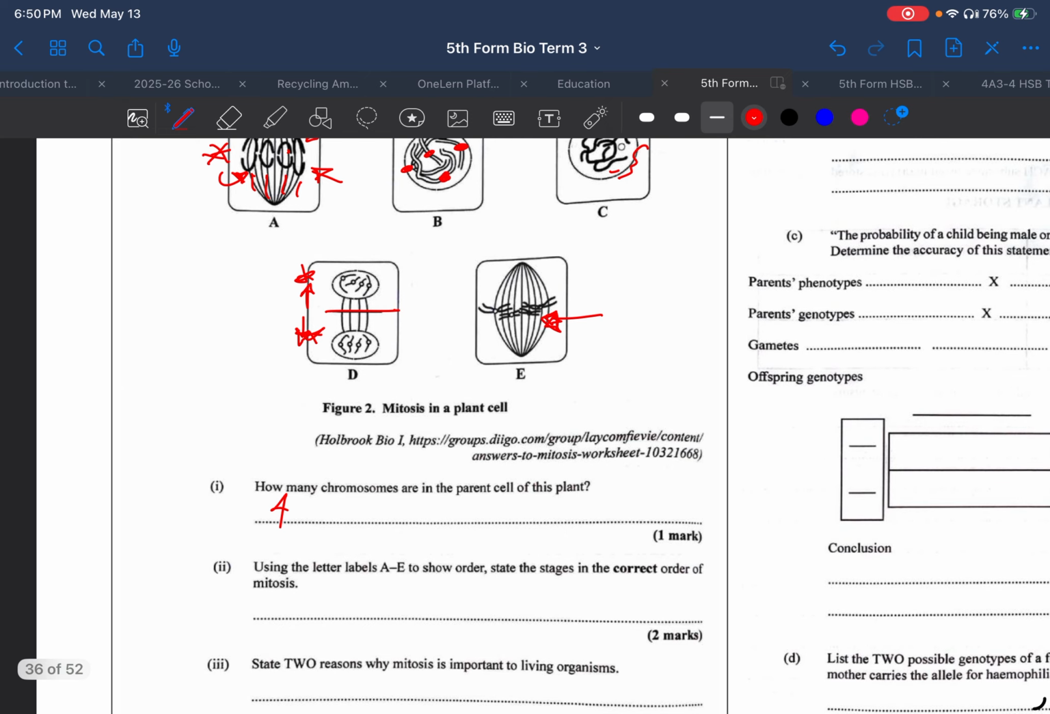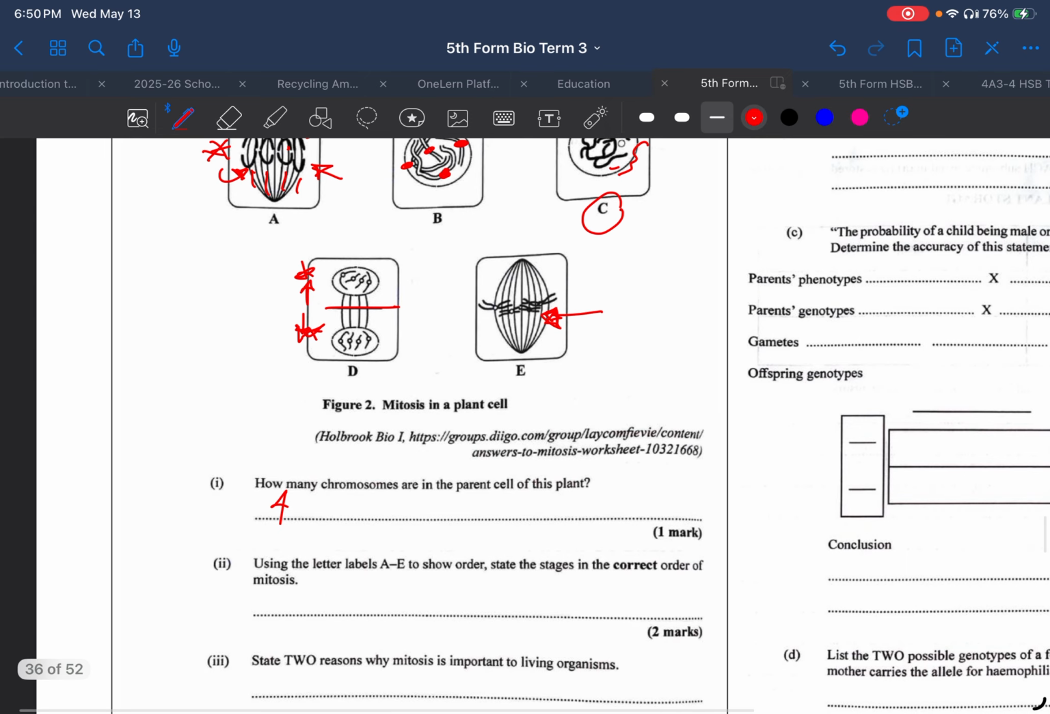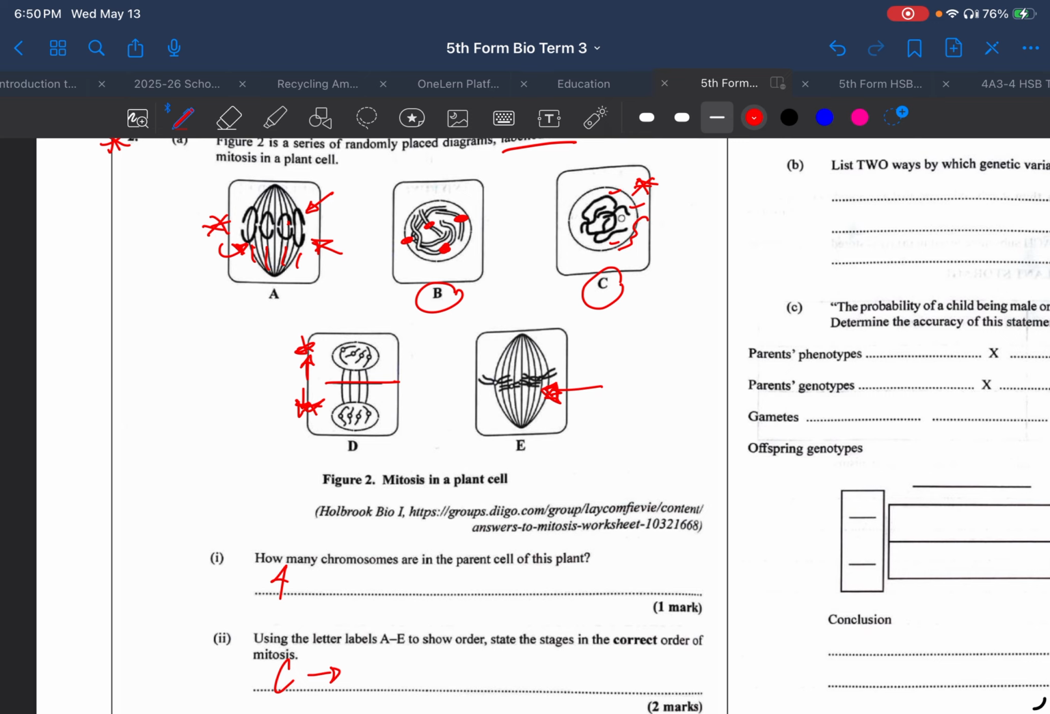Then, using the letter labels A to E, show the order. First of all, we're going to have the single strands. Remember we spoke about them being single before they duplicate, at B. And then they line up along the equator at E. And then they're going to be pulled apart by the spindle fibers, which are attached to the centromeres, the middle of the sister chromatids, at A. And then D is when they finally separate into their 2 daughter cells.